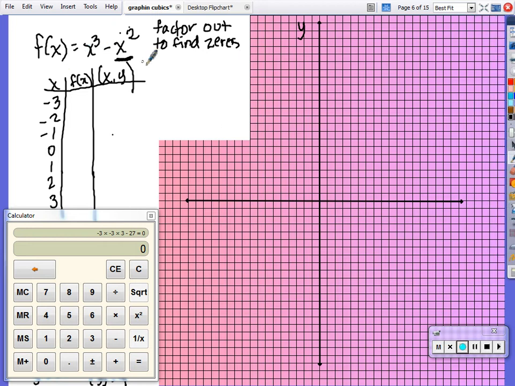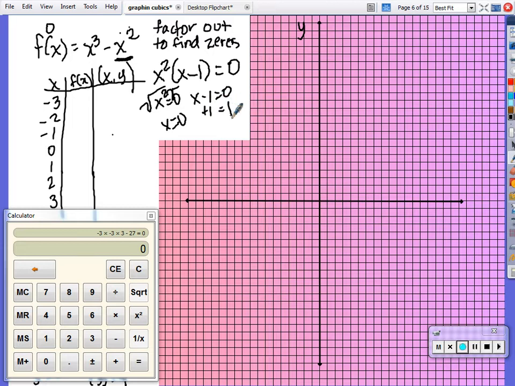So we notice if we look at that they have an x squared in common, which leaves us with x minus 1. And we set it equal to 0. We replace the f of x with 0. Okay, so you've set both things equal to 0. x squared equals 0. You take the square root of both of those. x equals 0. Or x minus 1 equals 0. Add the 1. Okay, and so x equals 1. So those are zeros, 0 and 1. Those are our zeros. So it's going to cross here, and it's going to cross here.